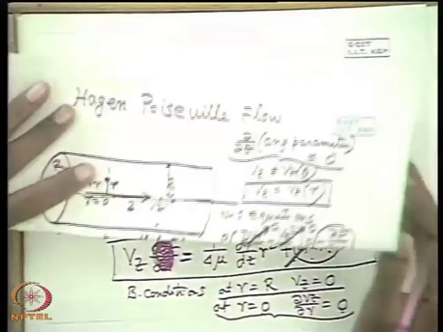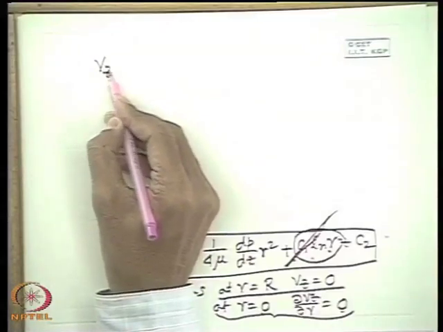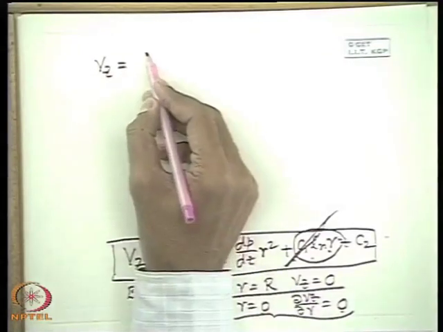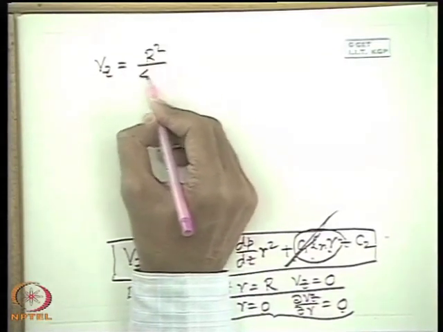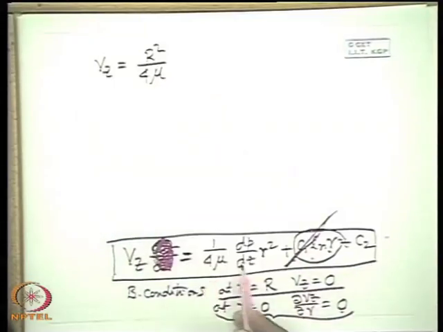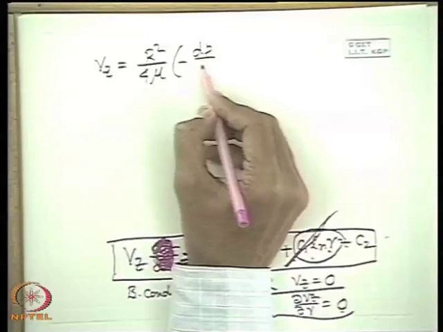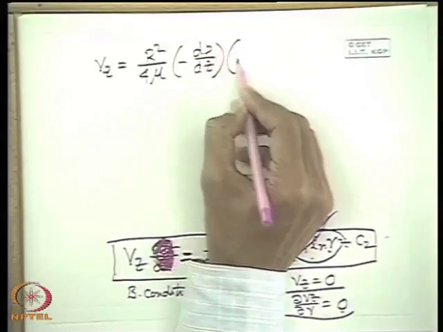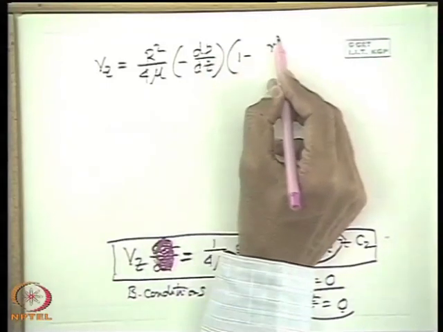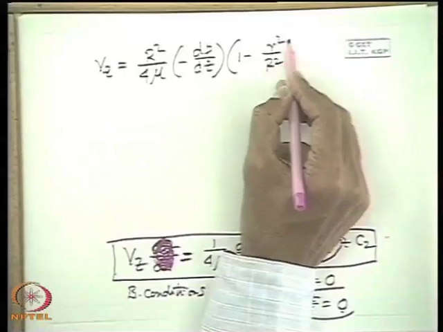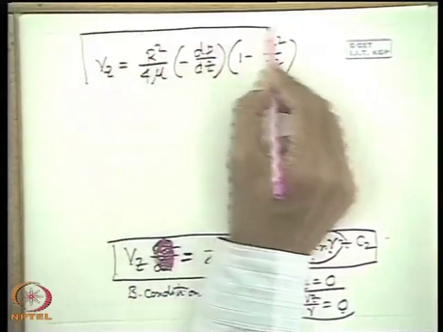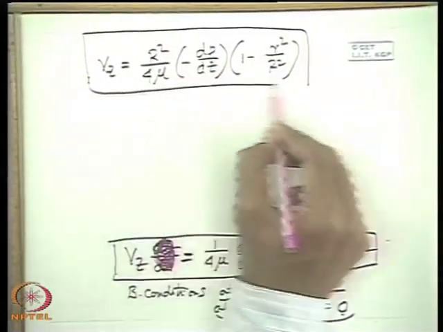And finally what we get is Vz is equal to R square by 4 mu, because this is the value of C2, times minus dP dz. I always write it like this, into 1 minus r square by R square. This is precisely the velocity distribution equation. And this is a parabola.